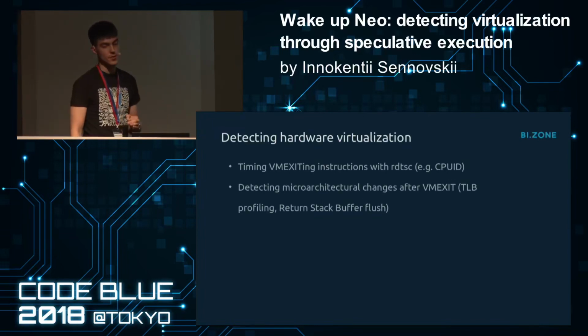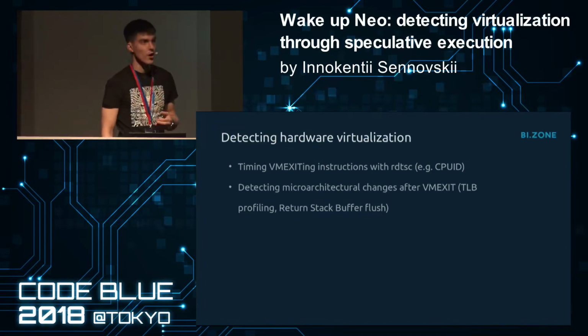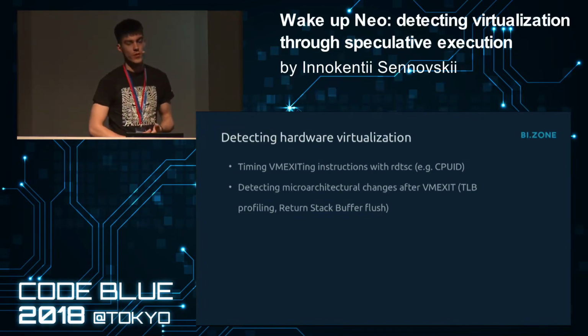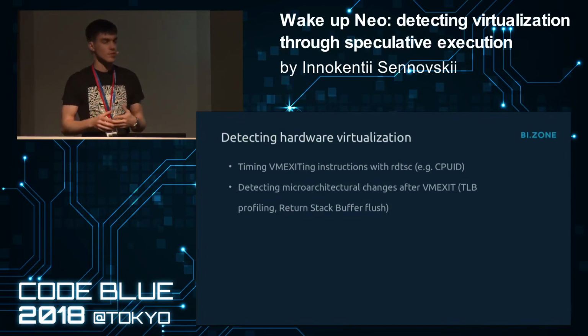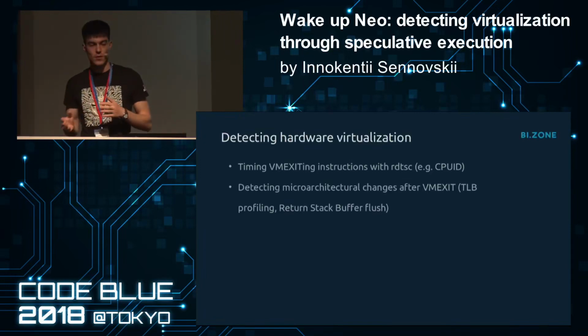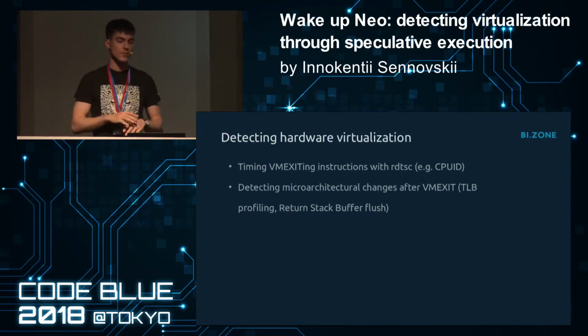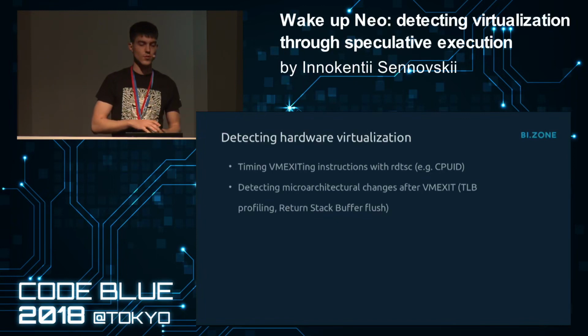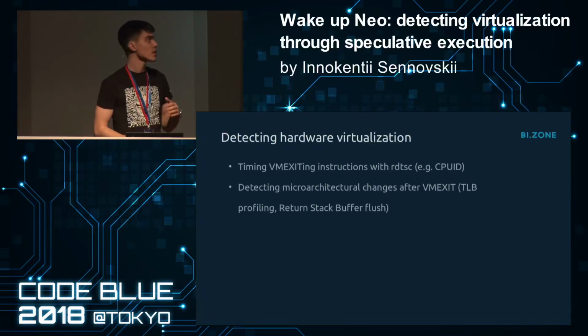Then there is also detecting microarchitectural changes. For example, the return stack buffer gets flushed when a VM exit is committed, because the execution flow switches back to the virtual machine monitor, and every piece of data which was stored in the return stack buffer is actually overwritten. So when you return, the returns are actually slower than if there was no virtualization at all.